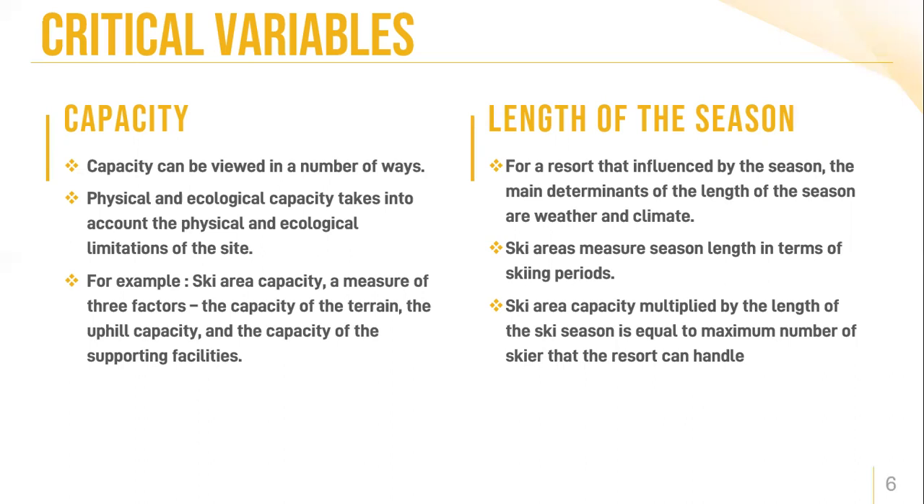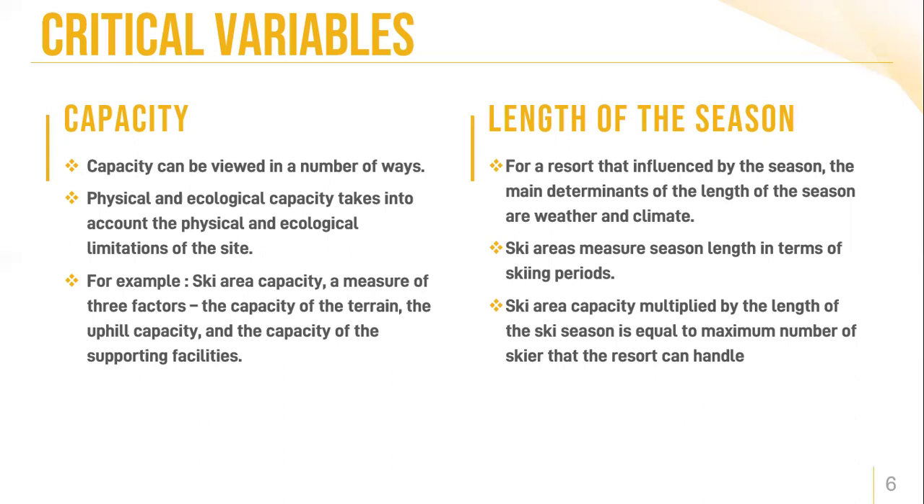Okay, so you can see the example, ski area capacity is measured in three factors. The capacity of the terrain, which is the physical place at the ski area; the uphill capacity, whether the number of people will increase; and the capacity of the supporting facilities. All of these three are about physical capacity because they are man-made, supporting the ski resort itself.